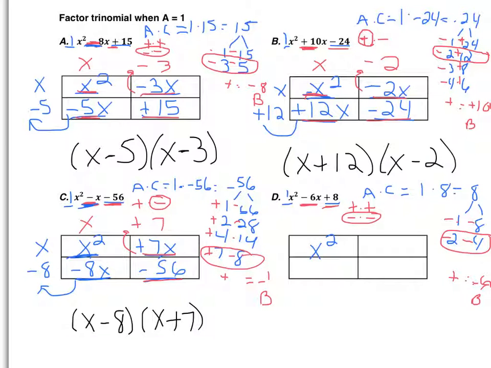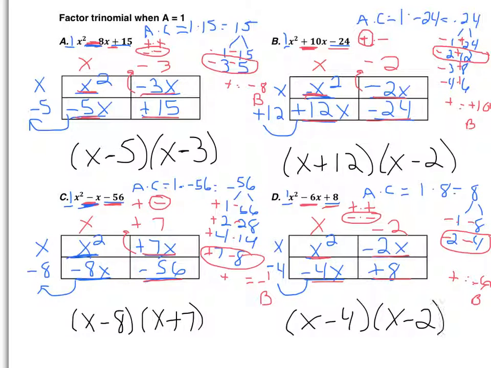X squared, and we have -2x and -4x. Those add up to -6x. And then our constant is positive 8. So between x squared and -2x we have an x. Between -4x and 8 we have a 4. And then because this is negative, that's negative. Between x squared and -4x we have an x. Between -2x and 8 we have a -2. So then our factors become x minus 4 and x minus 2.